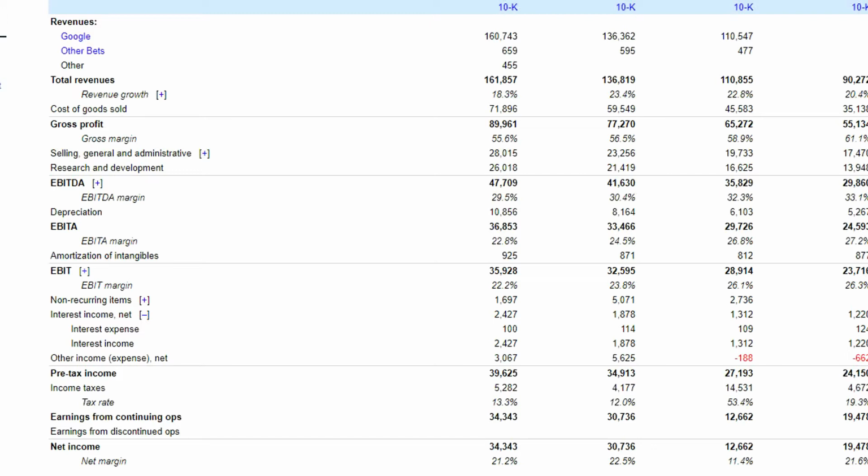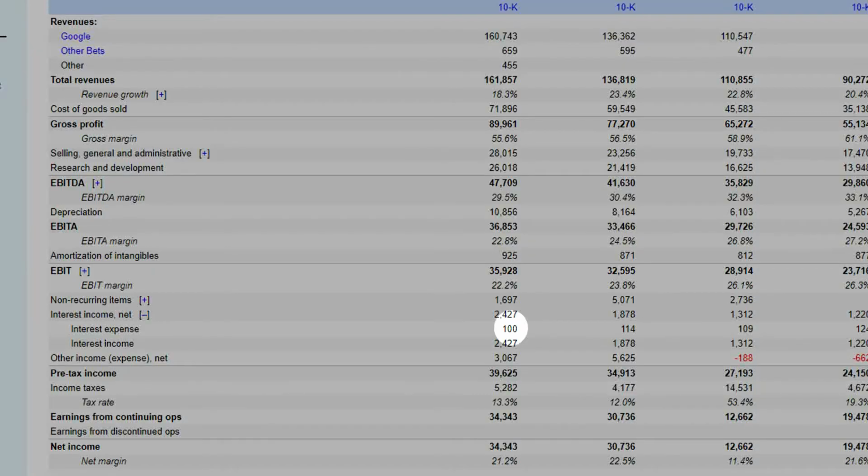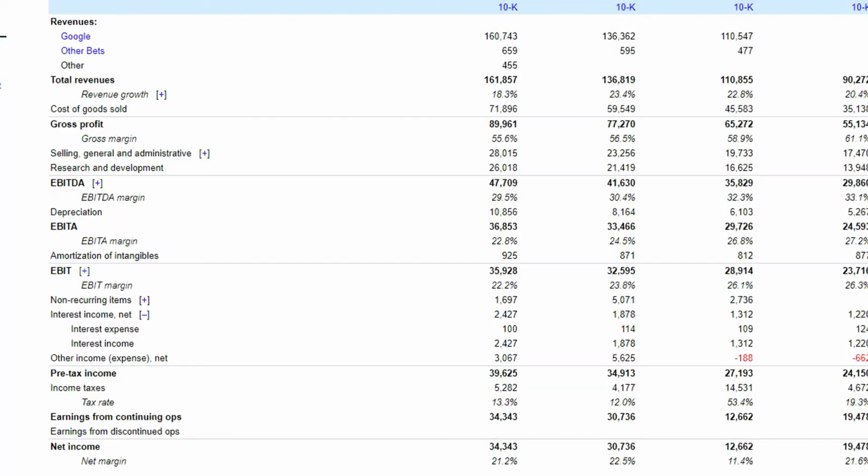What we want to look at in the income statement is this line down here called interest expense. That's the amount of interest that the company is paying on its debt. In Google's case, they had $100 million they had to pay in 2019. So we need to ask ourselves when we look at this for a company, is that too much? Can they afford it? Can they not afford it?